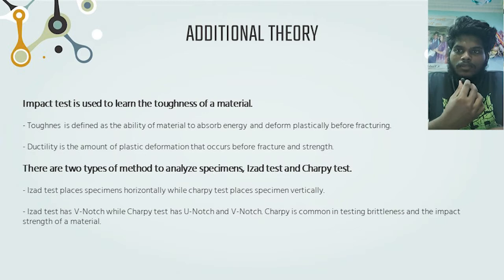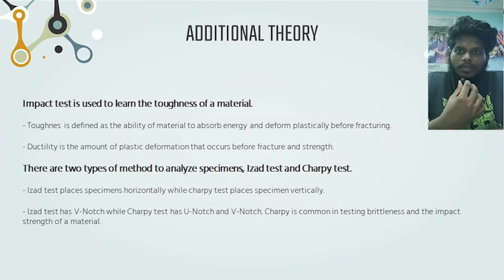The impact test is used to learn the toughness of a material. Toughness is defined as the ability of a material to absorb energy and deform plastically before fracturing. Toughness is related to the ductility and strength of materials. Since ductility is the amount of plastic deformation that occurs before fracture and strength is the stress needed to cause fracture, toughness is related to both.